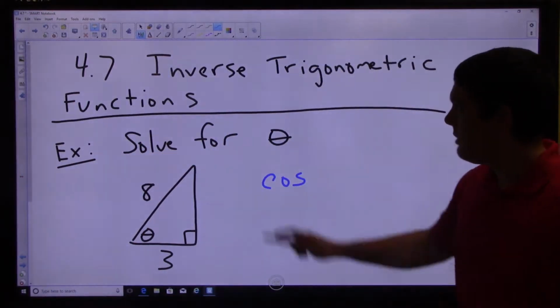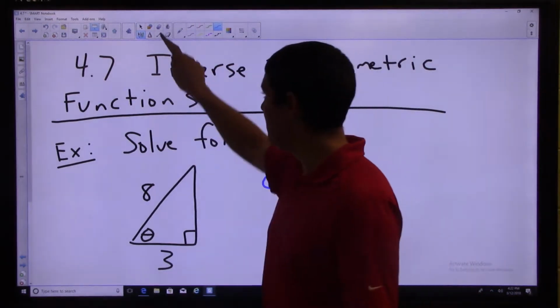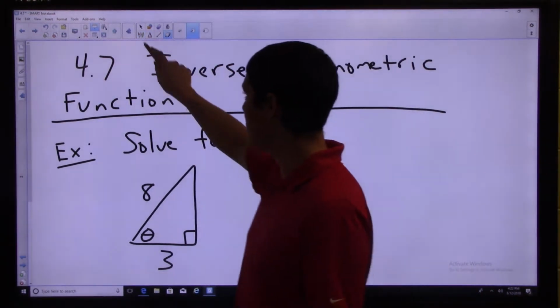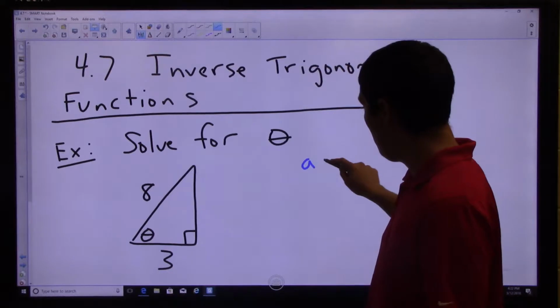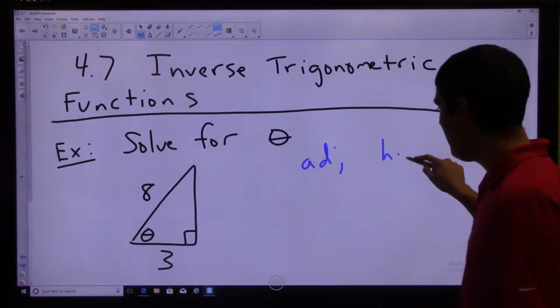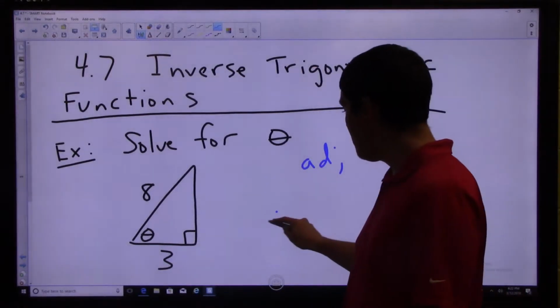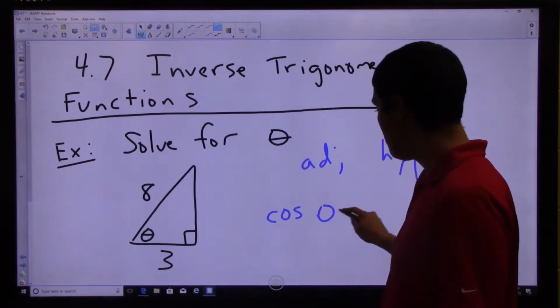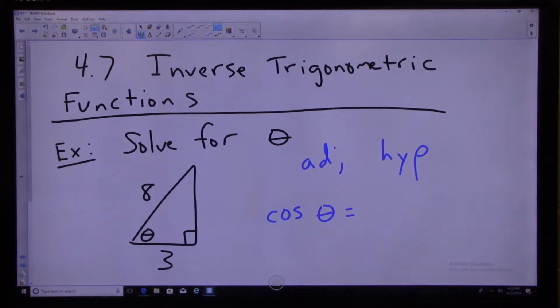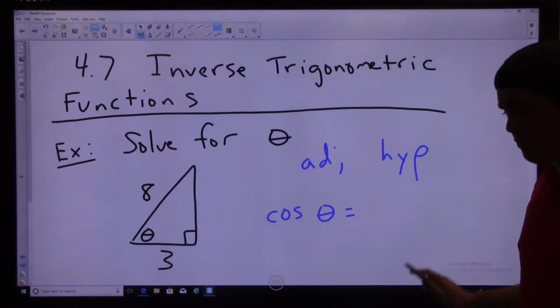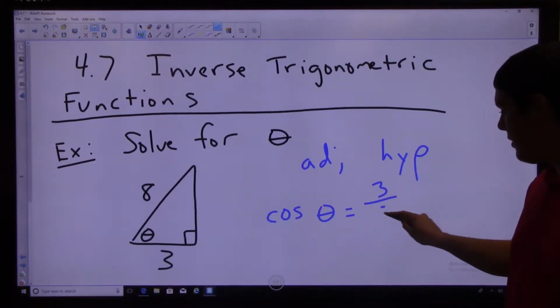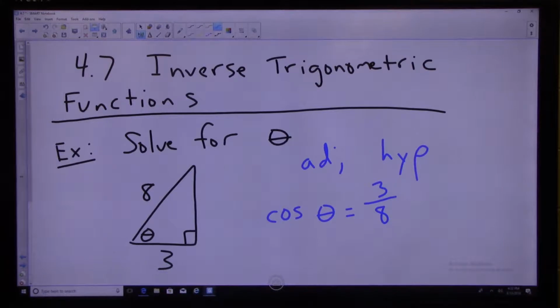So, shoot, I gave it away. Oh well, let me go back here. That's the trig ratio we're going to choose because we have the adjacent side and the hypotenuse. So we probably want to pick cosine here. It's always the cosine of our angle, so it's going to be the cosine of theta, and that's going to equal adjacent over hypotenuse, which is 3 over 8. Alright, so hopefully that makes sense.